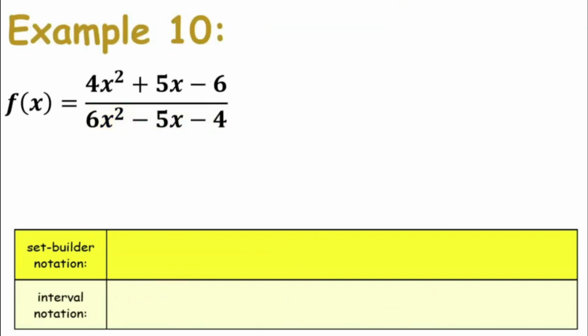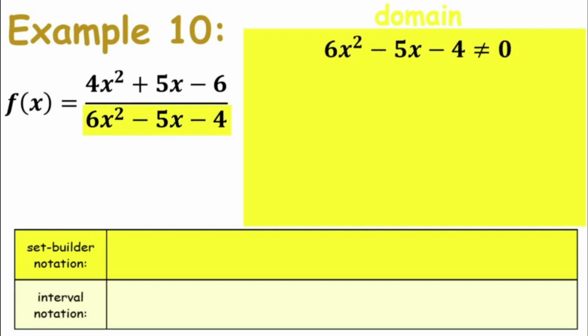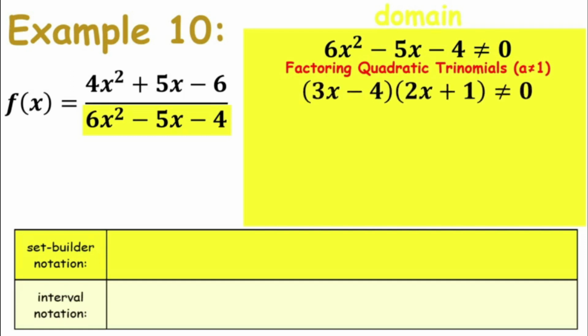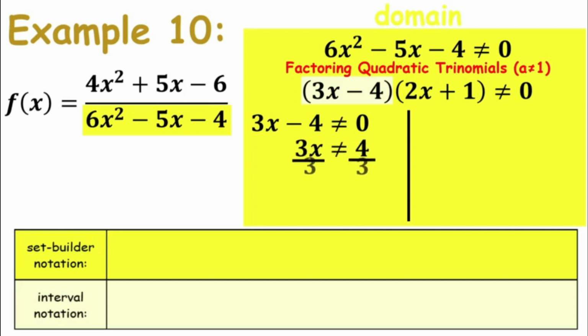Example 10. The denominator is 6x squared minus 5x minus 4. 6x squared minus 5x minus 4 is not equal to 0. Its factored form is 3x minus 4 times 2x plus 1. 3x minus 4 is not equal to 0. Transpose negative 4, we have 3x is not equal to 4. Divide both sides by 3, x is not equal to 4/3.